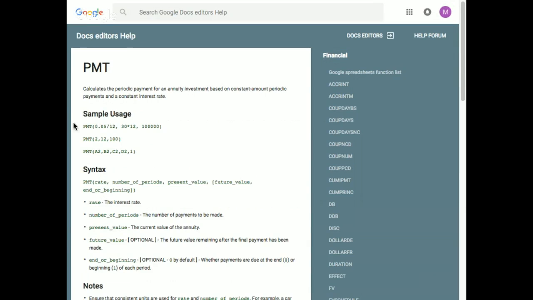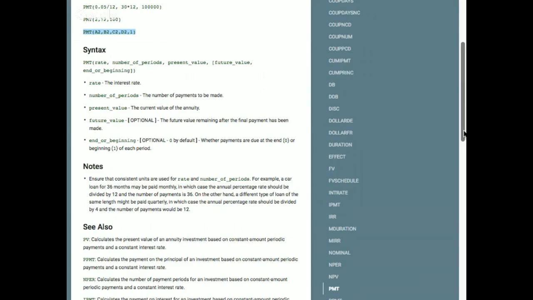You can see that there are samples on how to use PMT. We're going to put the cell locations. The syntax tells you about the rate, number of periods, present value. And then it breaks each number down. The rate, the interest rate, will go in first. The second is number of periods. That's how many months you're going to take to pay it off. And then the present value, that's what you're borrowing.